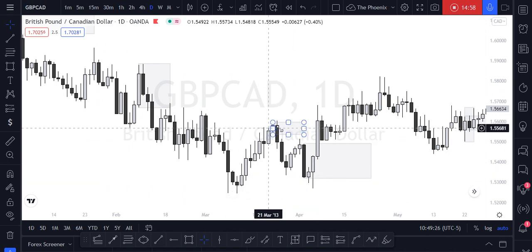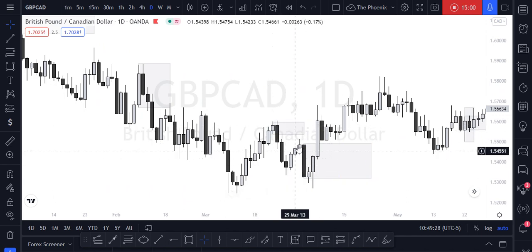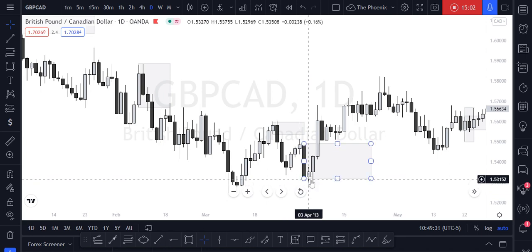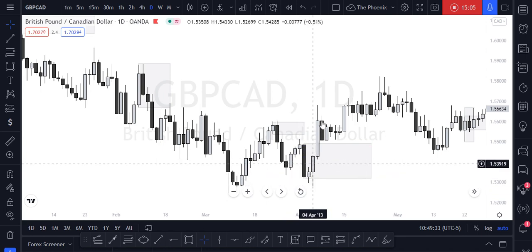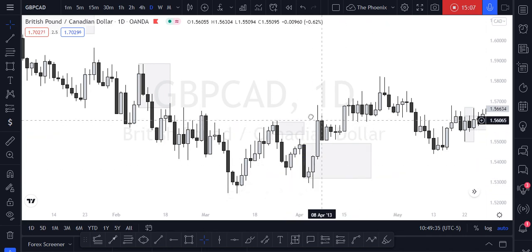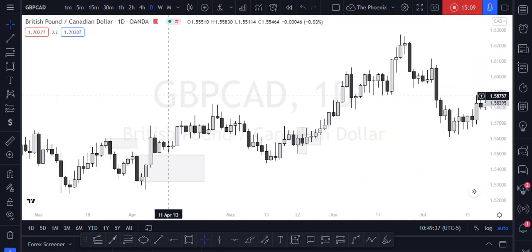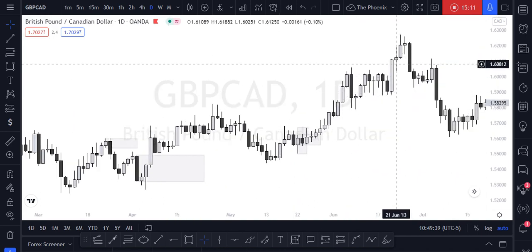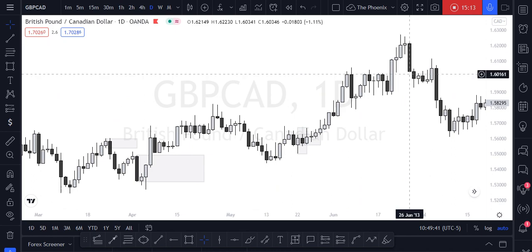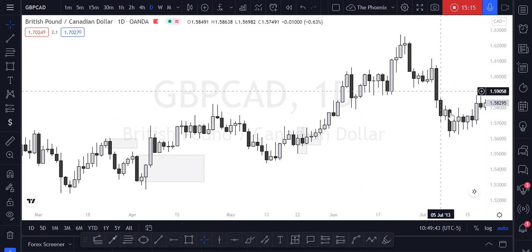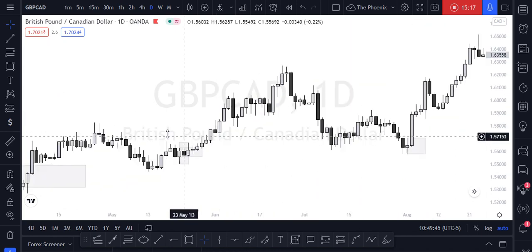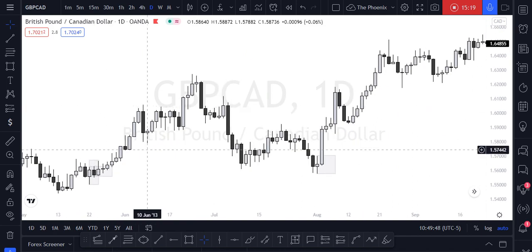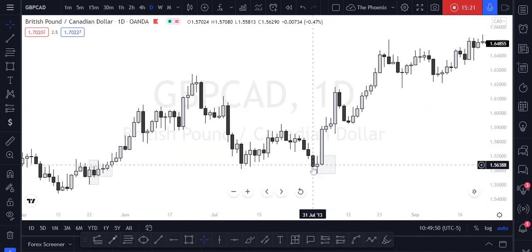So the last bull candle before the down move, the last bear candle before the up move, and so on. The last bull candle before the down move, and those are order blocks. The last bear candle.